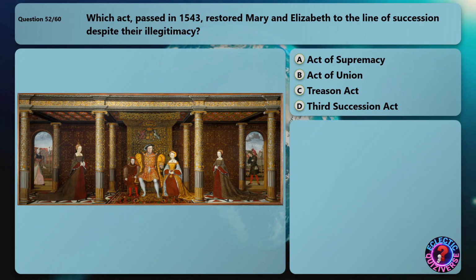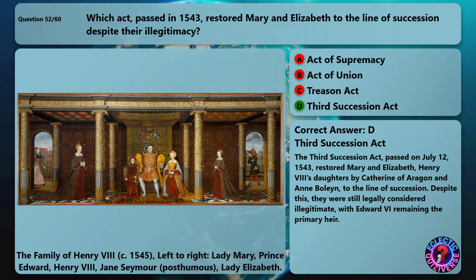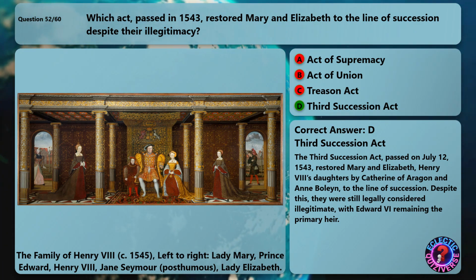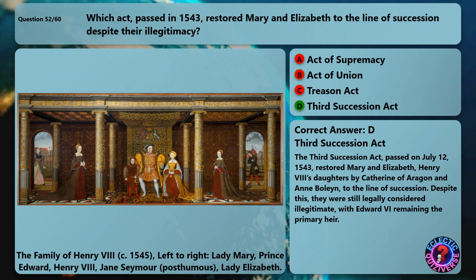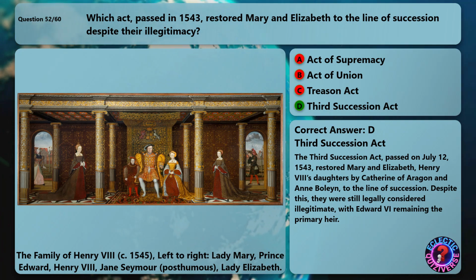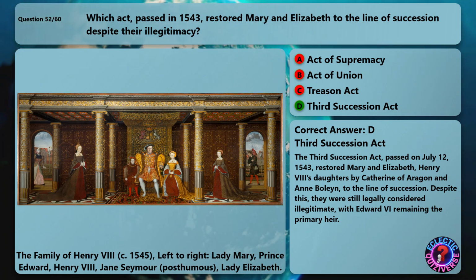Which act, passed in 1543, restored Mary and Elizabeth to the line of succession despite their illegitimacy? The correct answer is Third Succession Act. The Third Succession Act, passed on July 12, 1543, restored Mary and Elizabeth, Henry VIII's daughters by Catherine of Aragon and Anne Boleyn, to the line of succession. Despite this, they were still legally considered illegitimate, with Edward VI remaining the primary heir.